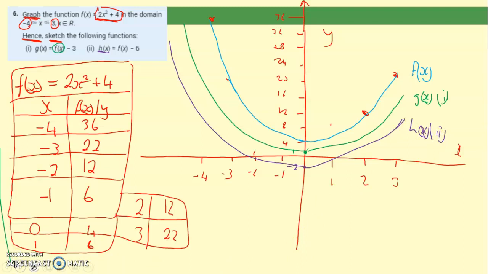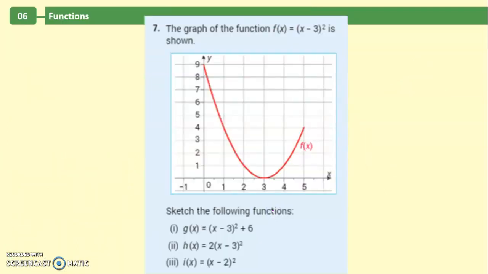And now lastly, question 7. So we have the graph of the function f of x equals x minus 3 all squared is shown. Okay, so this is my original function. My original function has brackets in it already. So that's just the name of my original function. F of x equals x minus 3 all squared. And that's shown here in the diagram. Sketch the following functions. So what we have to do is we have to compare. So I'm going to choose different colours again.